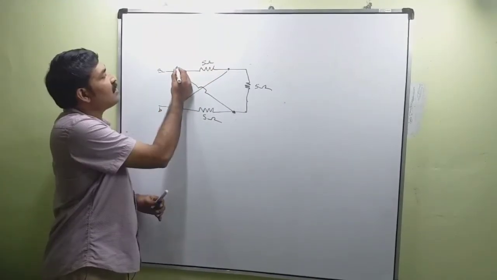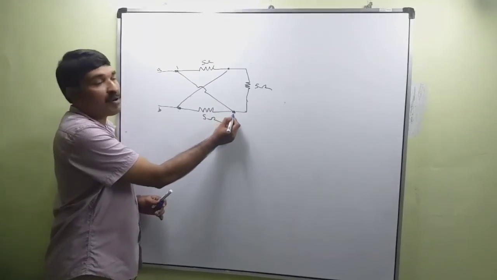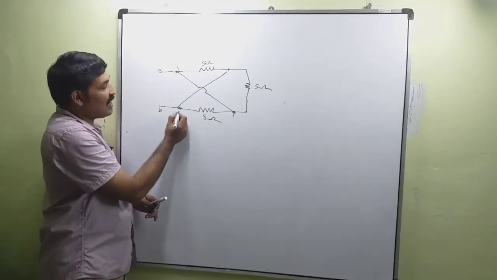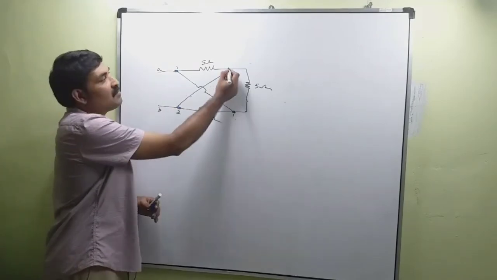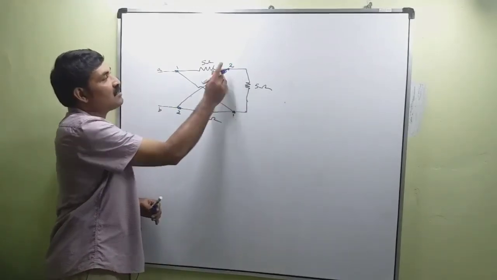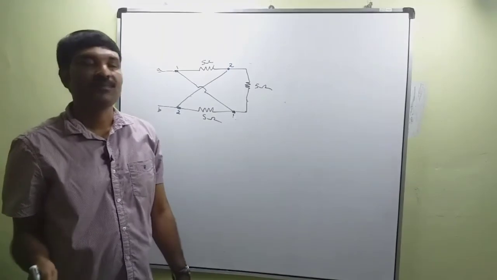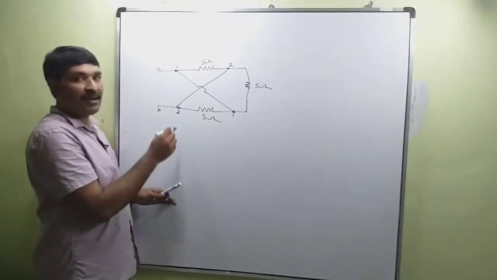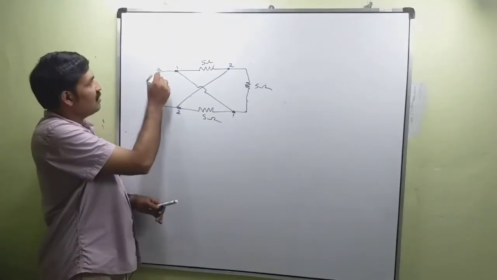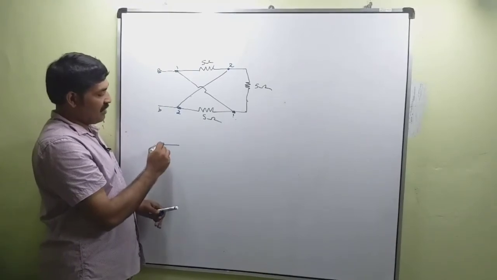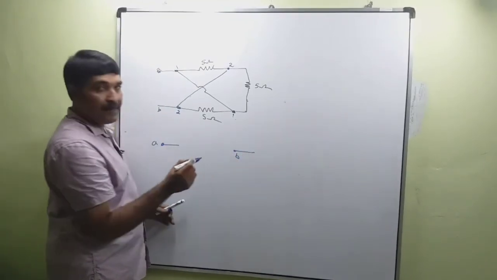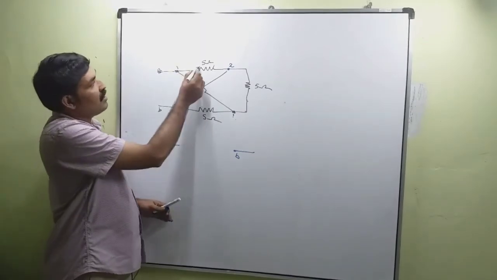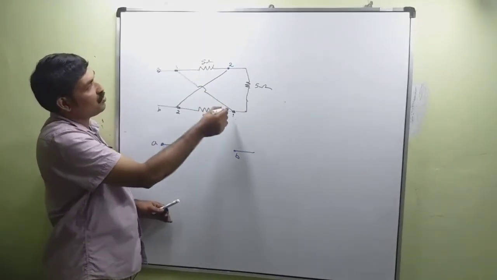Potential at this point will be the same as that of this point. Let this be 1 and let this be 2. So the potential at this node is the same as at this node, since they are short circuits. So we can redraw the circuit. This is our terminal A and terminal B, right?